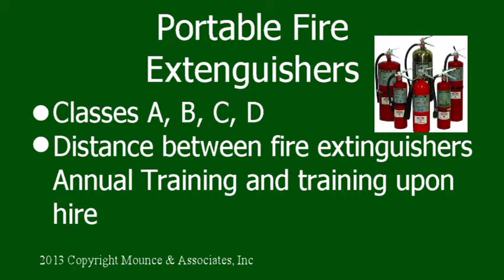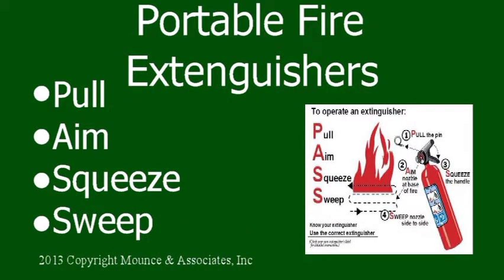Training for fire extinguishers should occur annually. Fire extinguishers must always be easily accessible. Class K fire extinguishers are used to fight cooking oils or animal fats. The acronym used for using a fire extinguisher is known as PASS. It stands for Pull, Aim, Squeeze, and Sweep. You pull the pin located at the top of the fire extinguisher, aim at the base of the fire, squeeze the trigger, and then sweep from side to side.